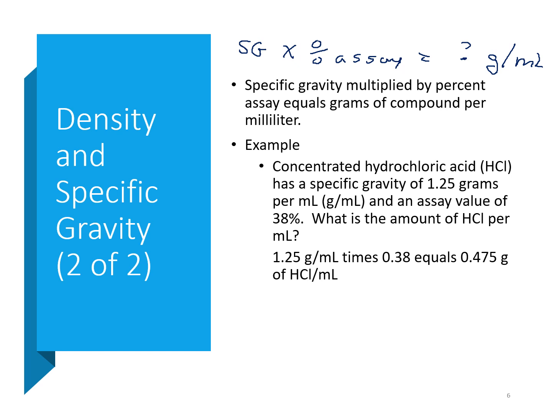There is an example given in which hydrochloric acid has a specific gravity of 1.25 grams per ml, and an assay value of 38%. Then you would determine the amount of hydrochloric acid per ml. If you were to work out that equation, you would get 0.475 grams of hydrochloric acid per ml.